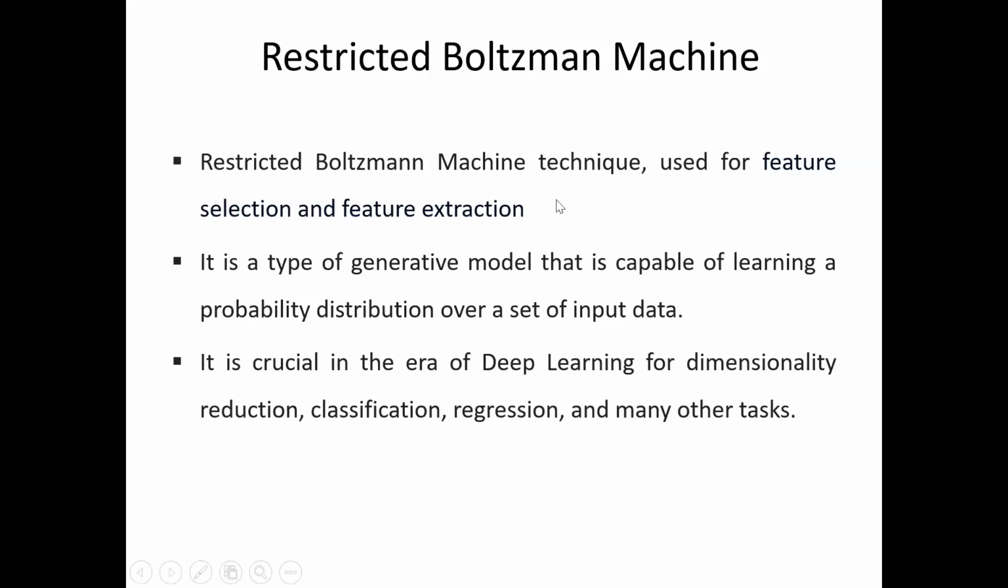The restricted Boltzmann machine is a technique used for feature selection and feature extraction. It is a type of generative model that is capable of learning a probability distribution over a set of input data. And it is crucial in the era of deep learning for dimensionality reduction, classification, regression, and many other tasks.